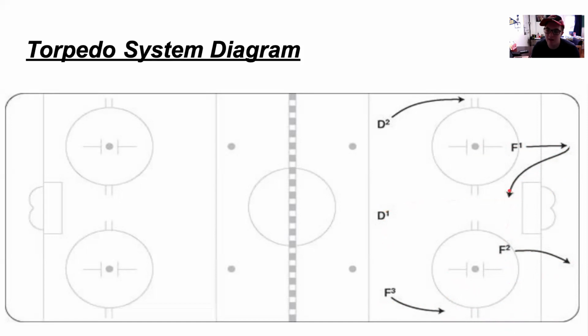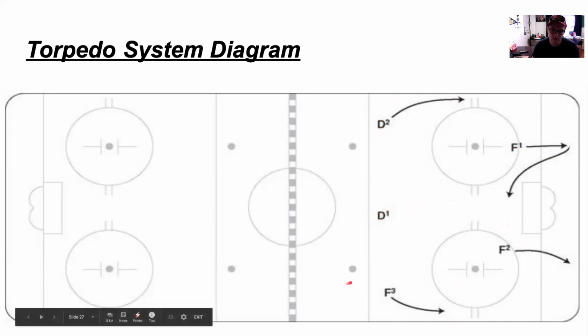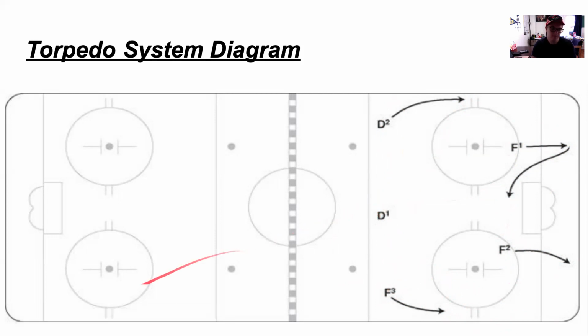Now if it's on the other side, F2 is going to pressure while F1 comes down, and if that pass is made, D2 has to come down. D1 will come over here to cover D2, and then F3 will come in the middle and play. And for over here too, like I said, F3 comes down, D1 will have to come over here, and then D2 will have to come over here.